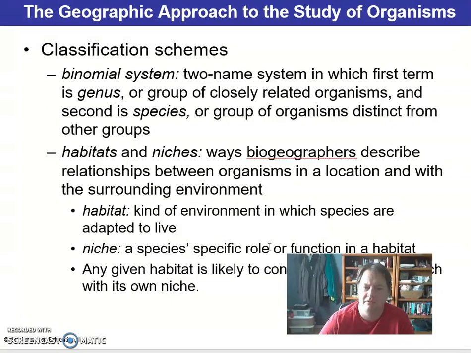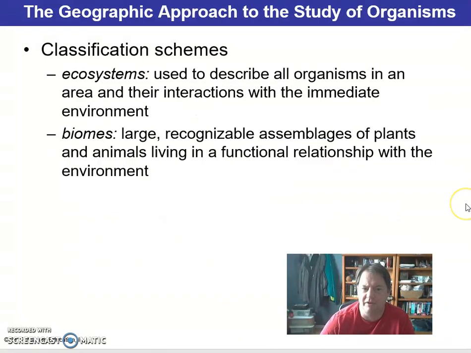Habitats and niches. Biogeographers describe relationships between organisms and the locations and surrounding environments. A habitat is a kind of environment; a niche is a species' specific role or function in the habitat. Any given habitat is likely to contain several species. So that's the relationship. Then we have classification schemes: ecosystems, used to describe all organisms in an area, and biomes, large and recognizable assemblages of plants and animals living in a functional relationship with the environment.